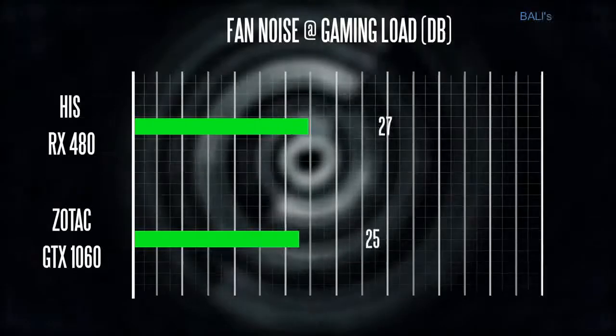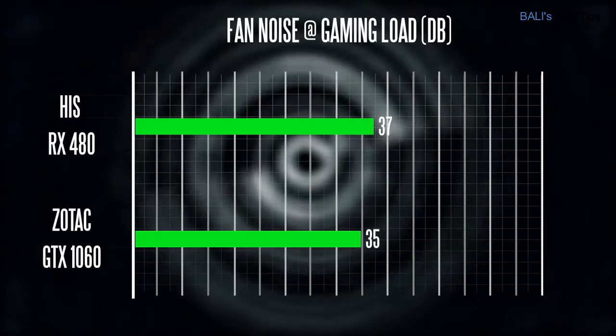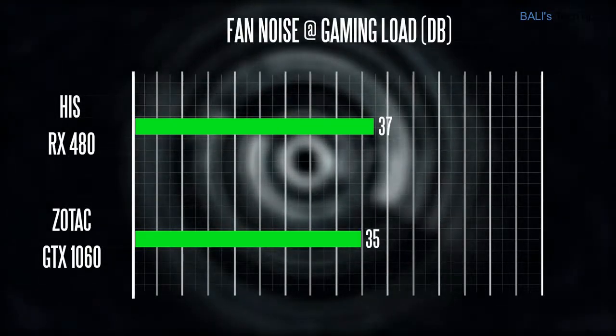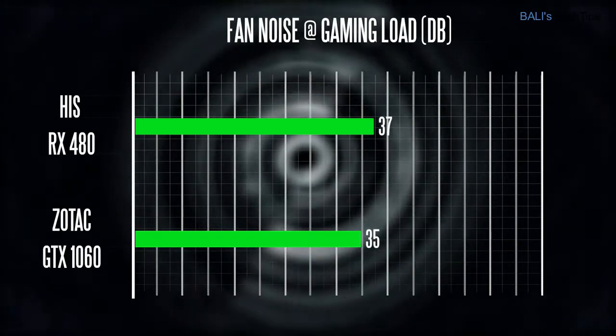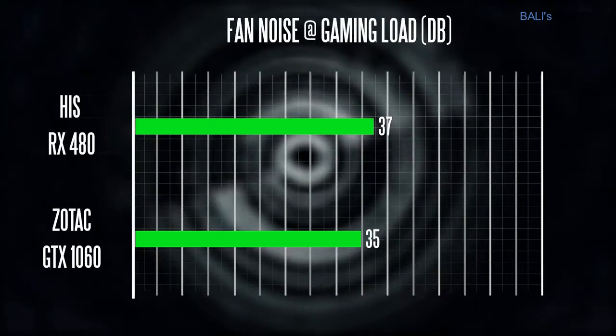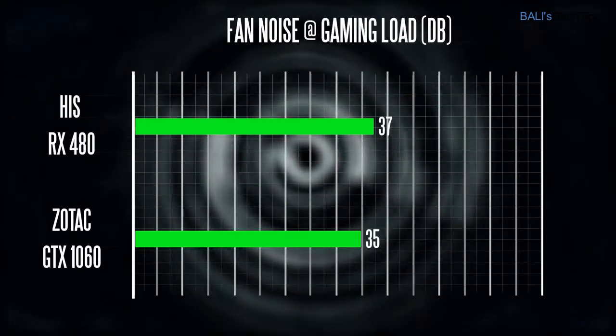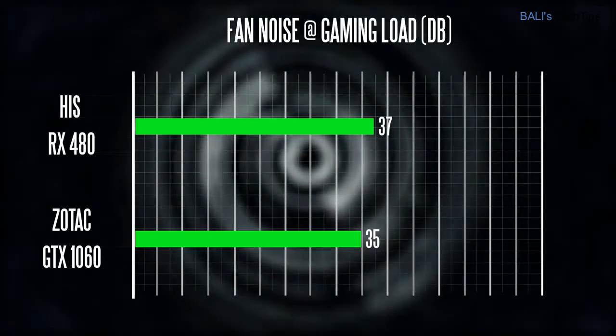Furthermore, when it comes to the overall noise levels, since we can run the fans at a lower RPM on the 1060 side, it is certainly a little bit more quiet. It roughly peaks around 35 decibels at gaming load versus 37 decibels on the RX 480 side.